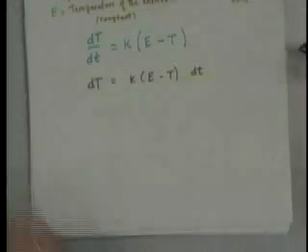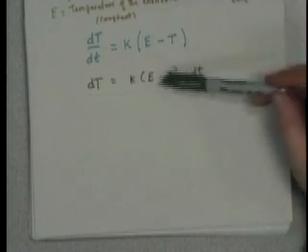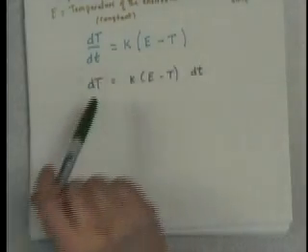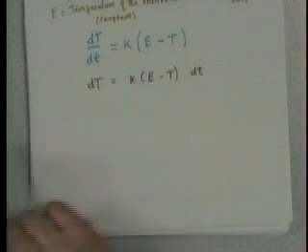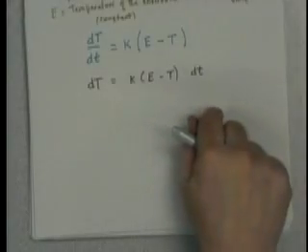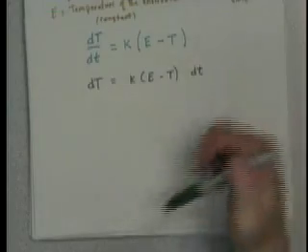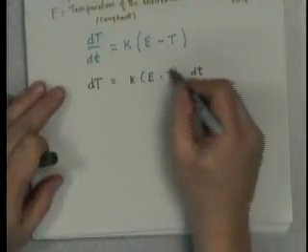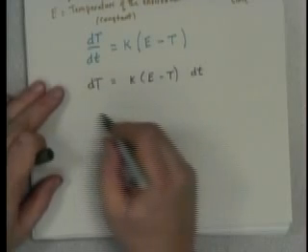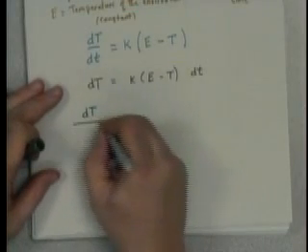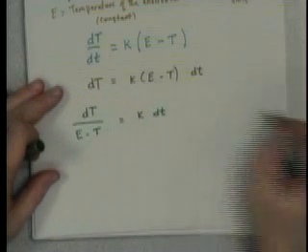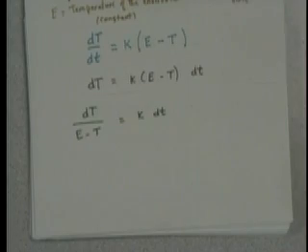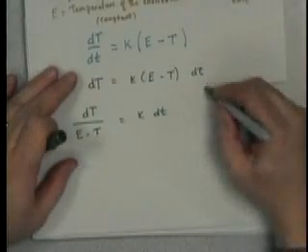But what I'd like to do is have all the variables that have to do with capital T on the same side of this equation as my differential capital dT, and any variable that has to do with lowercase t on the other side with the lowercase differential dt. So I am going to divide just this E minus T term over to the left. We call that separating variables.